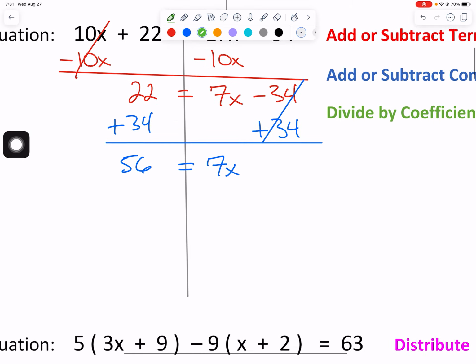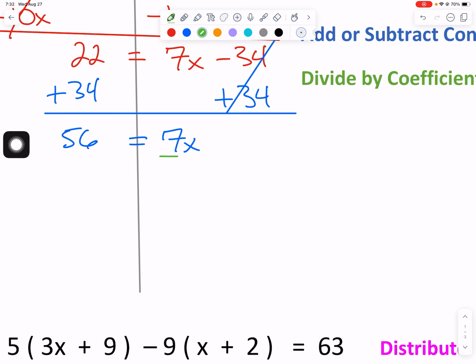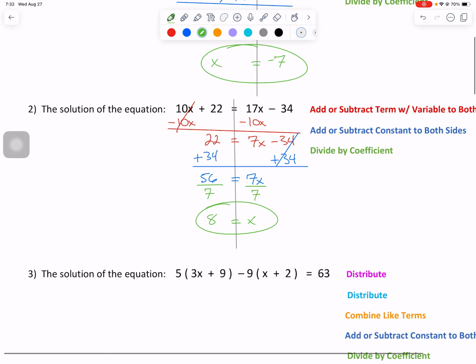Divide by coefficient. I've kind of shortened these up, but let's divide each side by 7. And 8 equals x. Great start so far.